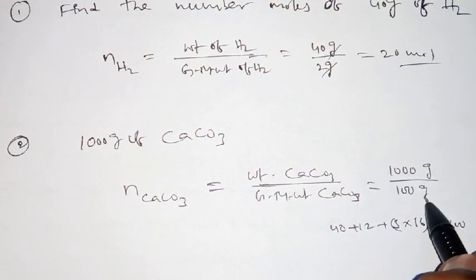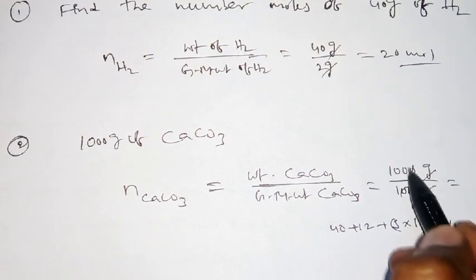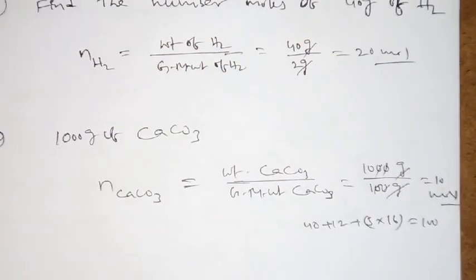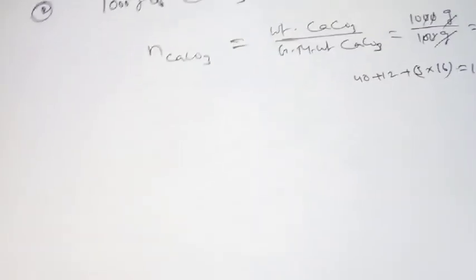So 1000 grams by 100 grams, how many moles will you get? 10 moles. This is the answer. Is it clear? So look at one more example.